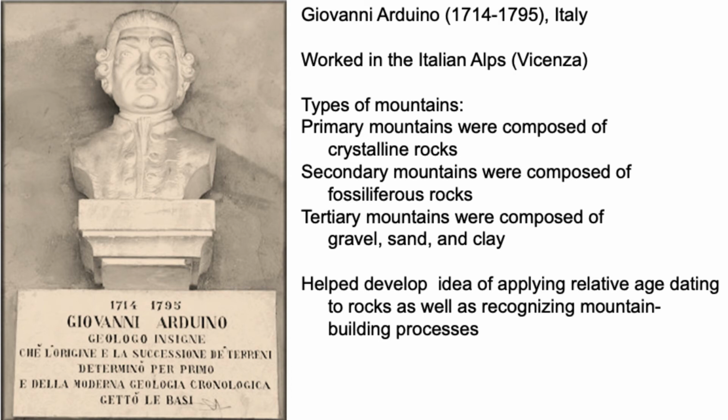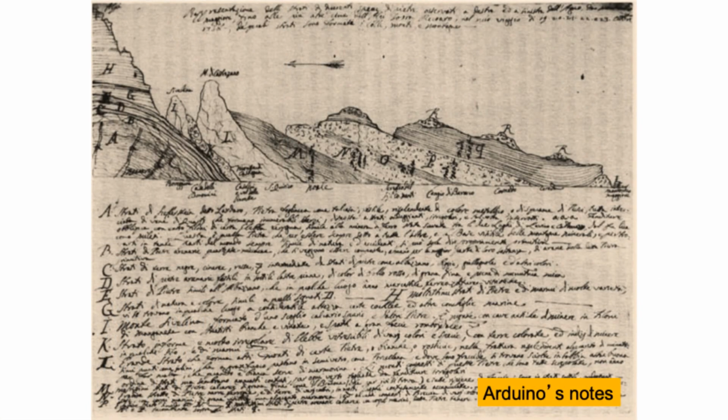He developed this idea that you can actually do relative age dating just on the type of mountains that are there. And so Arduino is one of the pioneers. He's an Italian pioneer in understanding geology. In the next slide here, you can actually see one of his illustrations, and he shows these different rock layers and illustrates and then made notes down below about what type of rock he found there.